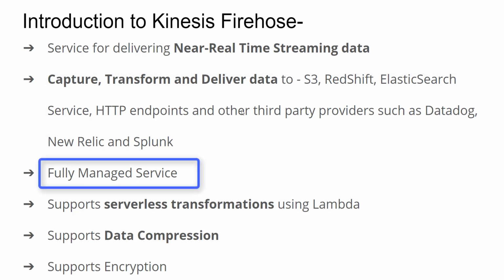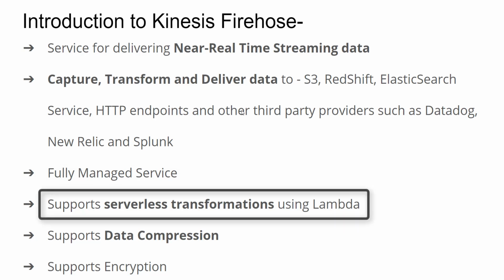This is a fully managed service that automatically scales to match the throughput of data and requires no administration from our end. You don't need to manage any resources in Firehose. It supports serverless transformations using Lambda to transform incoming source data and deliver the transformed data to destinations. For example, if you're getting temperature data from some IoT device in degrees Celsius and you want to convert that to Fahrenheit before sending to destination, then you can do so with the help of Lambda. You just have to write a simple code to convert degrees Celsius to degrees Fahrenheit.